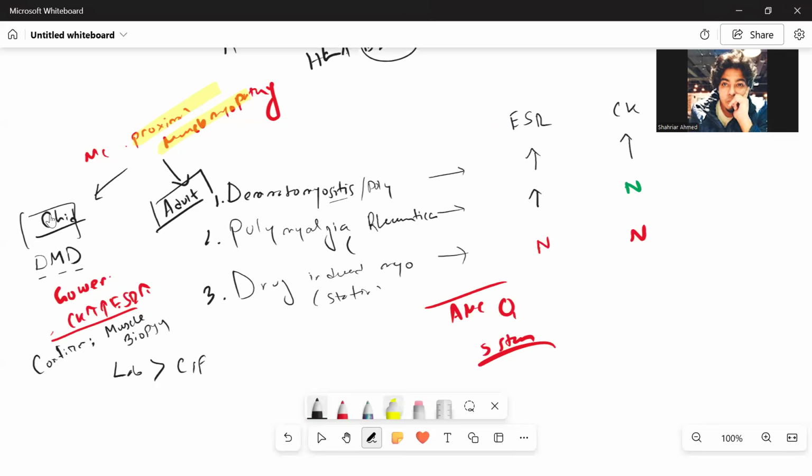Is a special thing. DMD, Gower sign, yes, sir, CK raised initially, confirmed by muscle biopsy. So same proximal muscle myopathy, child version, adult condition, child. This one particular thing is morning.